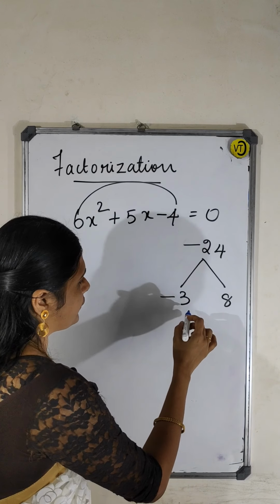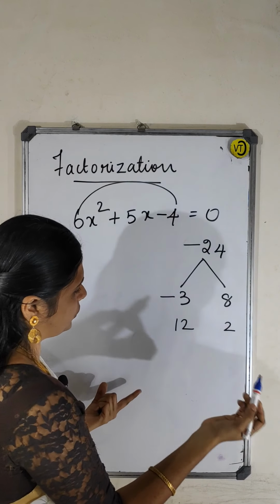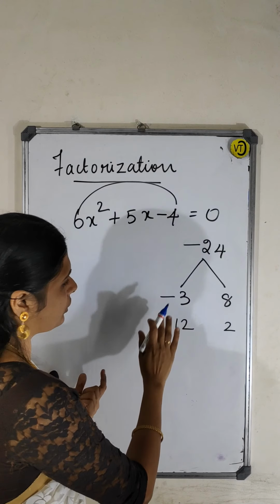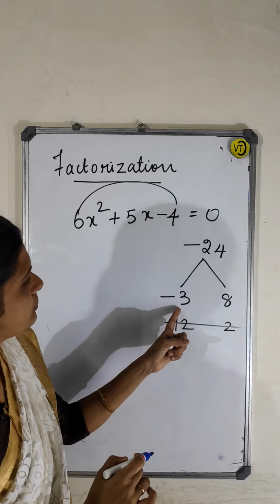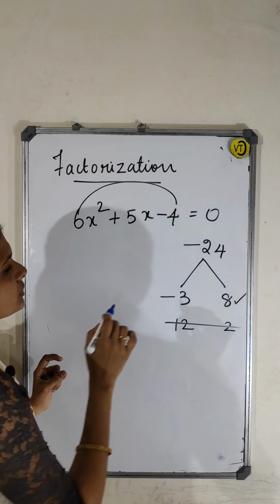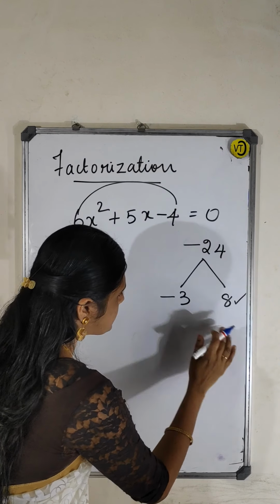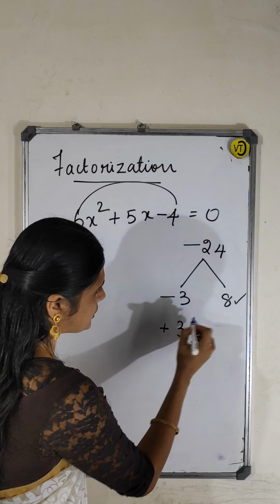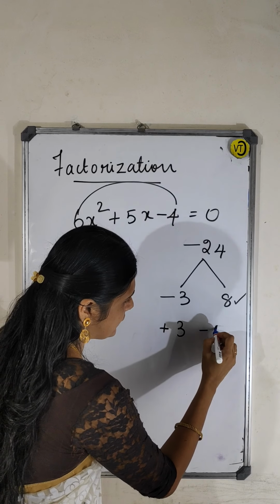Okay, fine. What if it is 12 and 2? No, 12 minus 2 will not come. This does not work. So minus 3 into 8 is correct. Yeah. Next step, what I told you here: minus 3 means plus 3, plus 8 means minus 8.